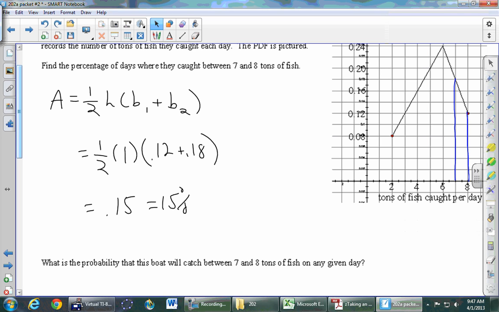I want the probability that this boat will catch between 7 and 8 tons of fish on a given day. What's the probability? It's 0.15. It's the same 15%. So the percentage of days that we go out and catch between 7 and 8 is the same as the probability that you will catch between 7 and 8. Okay, so just another way to think of the same thing. 15% there.